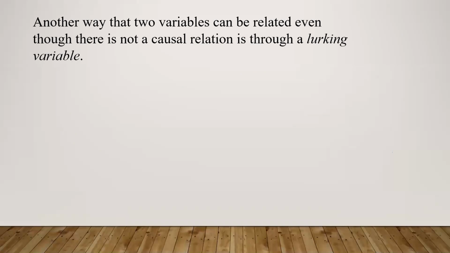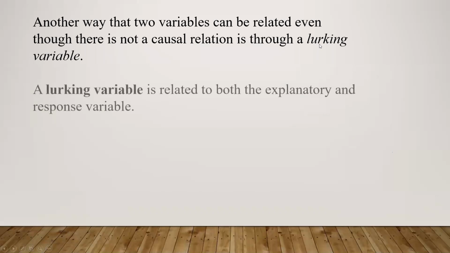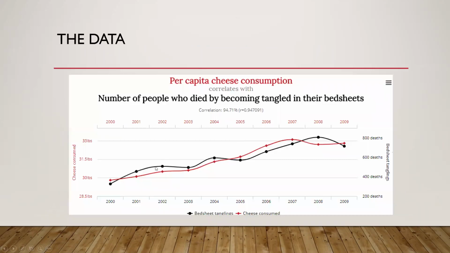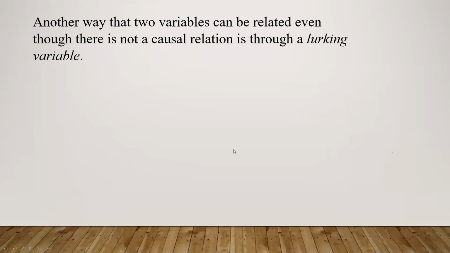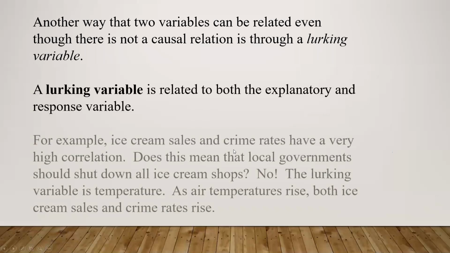Another way two variables can be related even though there is not a causal relationship is through what's called a lurking variable. A lurking variable is a variable that's related to both the explanatory and response variable. It's just some external variable that's actually impacting both of these variables, causing them to go up over time. I don't even know what the lurking variable is here. But let me show you a good example of a lurking variable.